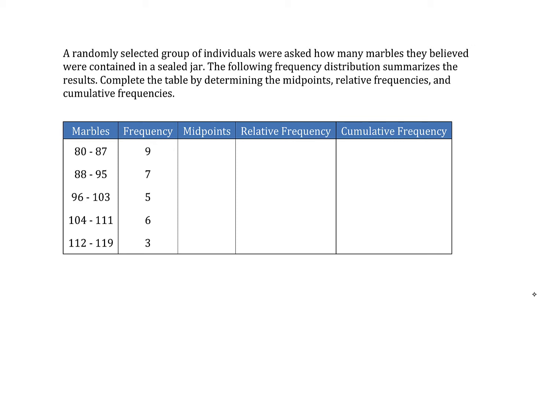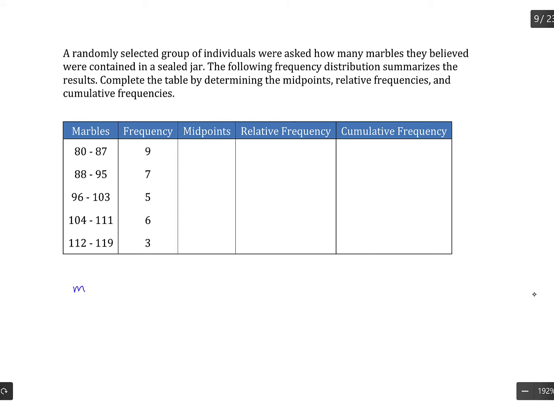Let's begin with the midpoints. The midpoints are the middle value of the class range, and you can generally estimate these. Like the middle value of 80 and 87 is probably something like 84, 85, somewhere in that range. So when you get your answer, make sure it matches up with what you think it might be.